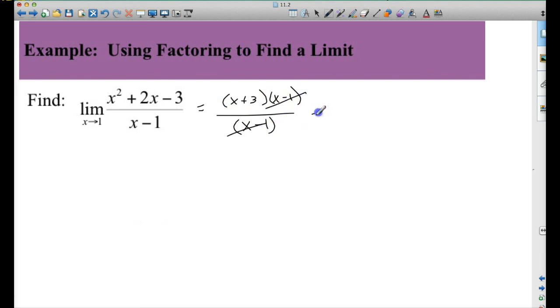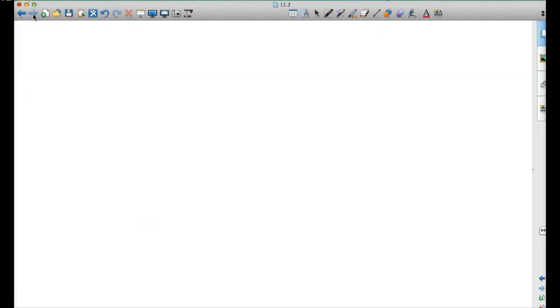Now we can simplify and get rid of that x minus 1. And now we can plug in 1 into our equation, 1 plus 3. We still have the limit as x goes to 1. So plug in 1, we're going to get an answer of 4 as we go through. And that finishes off 11.2.